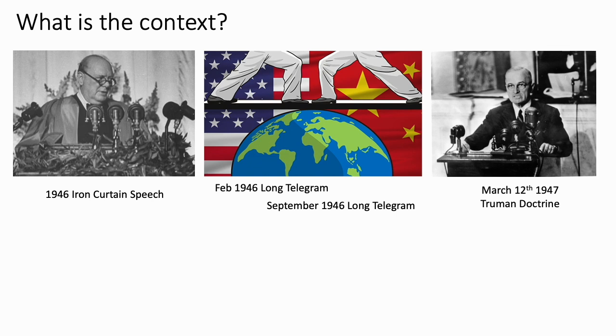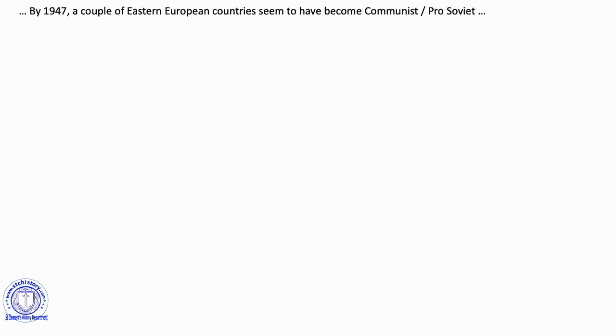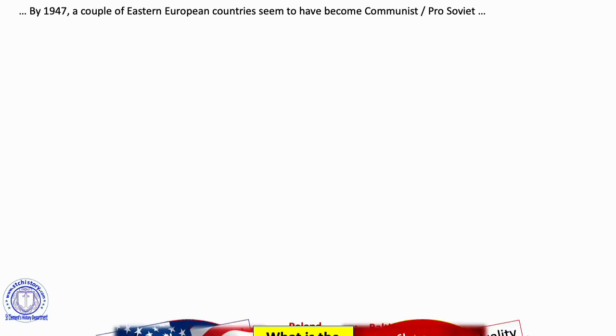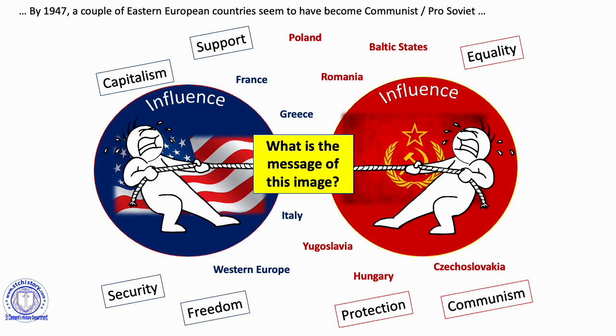Okay, so now that we've got this little backstory in place, we can start thinking about these satellite states. So by 1947, a couple of Eastern European countries seem to have fallen to communism, if you look at it through the eyes of Truman, or at the very least become pro-Soviet. So before we look into how each country fell, it's a fairly straightforward lesson in that sense, just a little bit boring. Let's have a little think about what the message of this image is, okay?